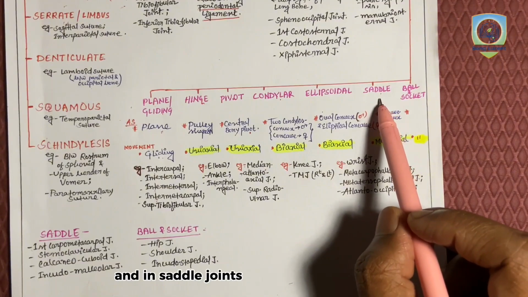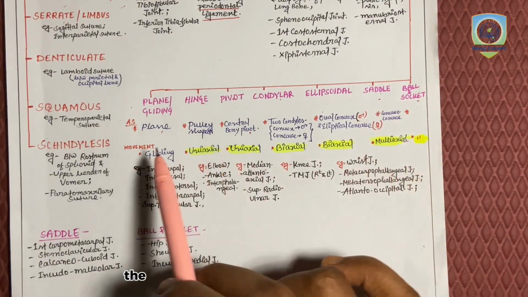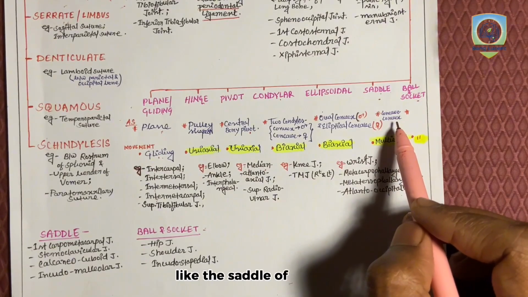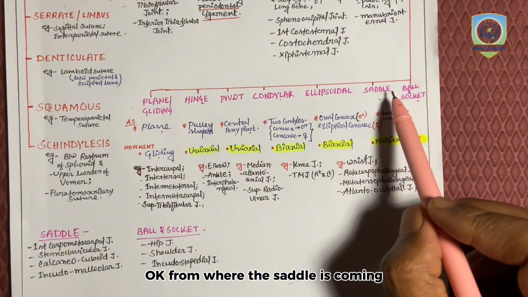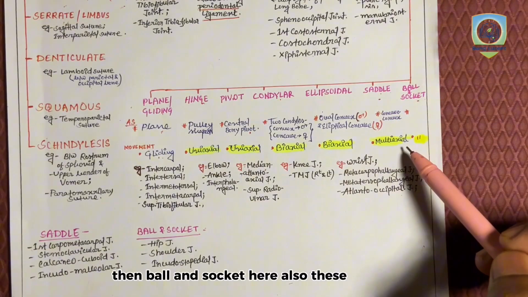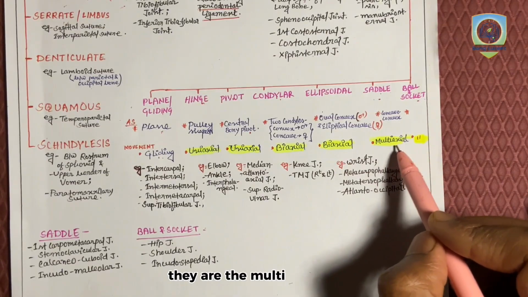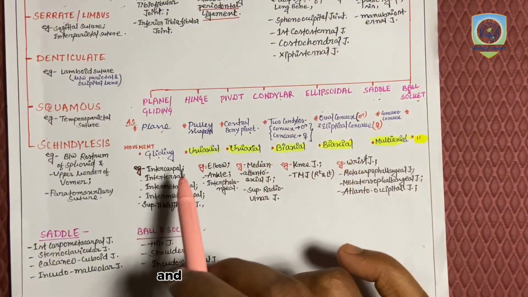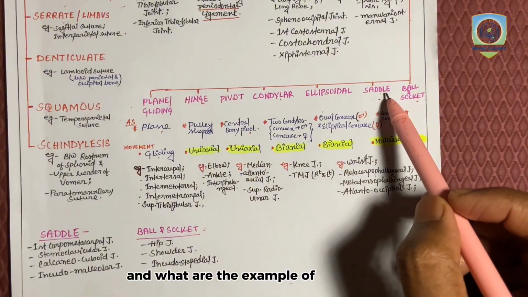Then saddle joints and ball and socket joints. In saddle joints the articular surface is concave and convex, like the saddle of a horse; that is where the name saddle comes from. Then ball and socket: these two joints, saddle and ball and socket, are multiaxial joints. Biaxial joints are condylar and ellipsoidal, and uniaxial are hinge and pivot. You must remember.